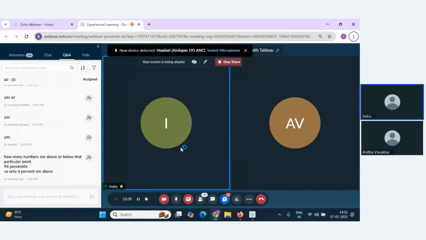With percentile, you are able to see how many remaining values are falling below that particular value. Let's say I'm getting 90 percentile, means 90% of the people are falling below, the numbers are below me.